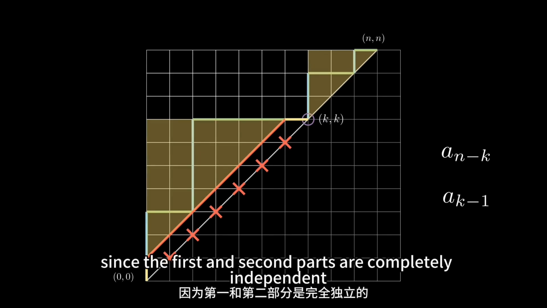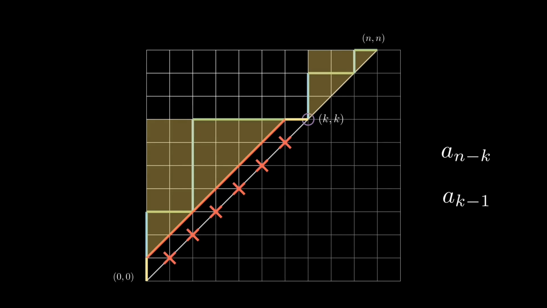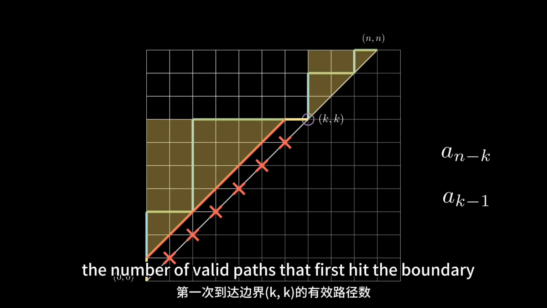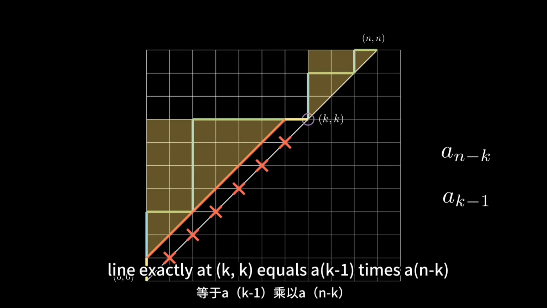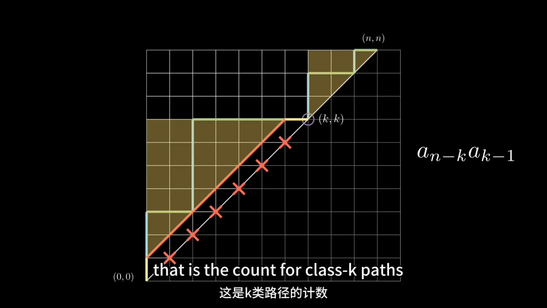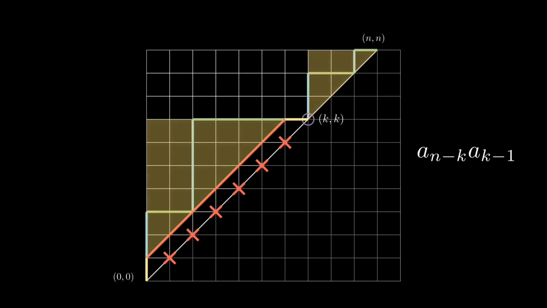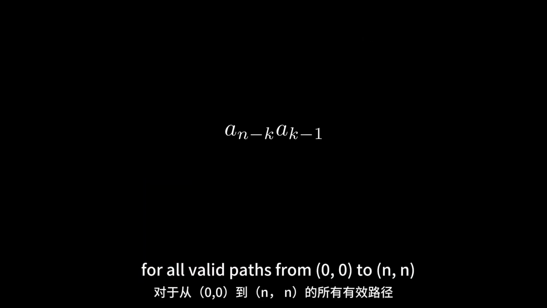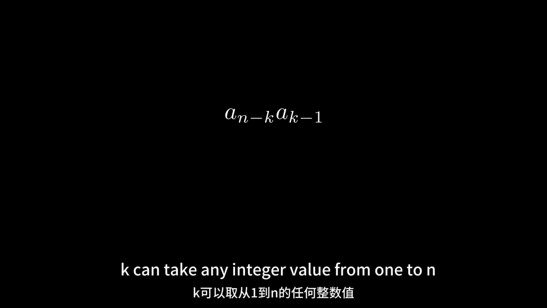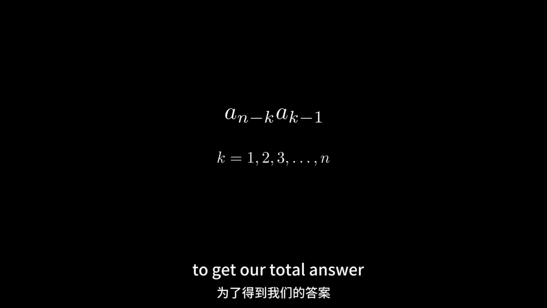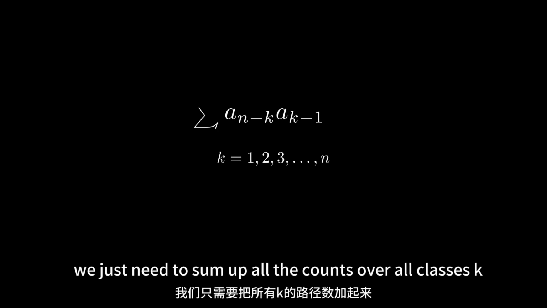Since the first and second parts are completely independent, by the multiplication principle, the number of valid paths that first hit the boundary line exactly at k equals a_{k-1} times a_{n-k}. That is the count for class k paths. For all valid paths from (0,0) to (n,n), k can take any integer value from 1 to n. To get our total answer, we just need to sum up all the counts over all classes k.